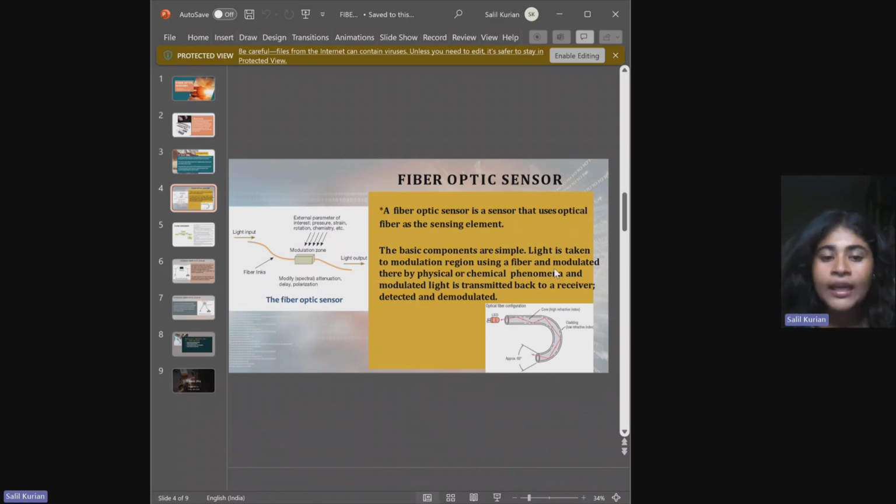So it is modulated there by a physical or chemical phenomena, and the modulated light is transmitted back to a receiver. Then it is detected and demodulated. As we all know, what does a sensor do? It senses. That is, it detects if there is any change in the incoming signals. So it senses it.